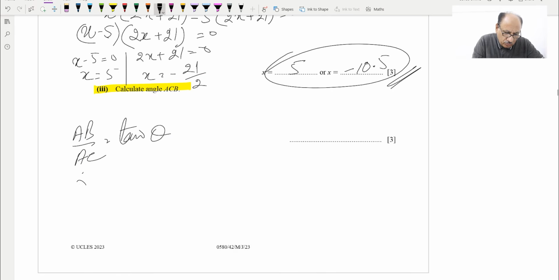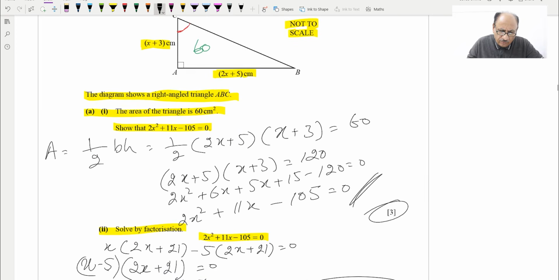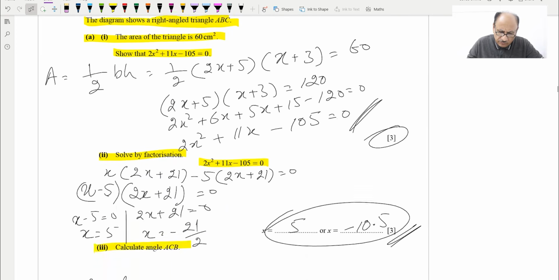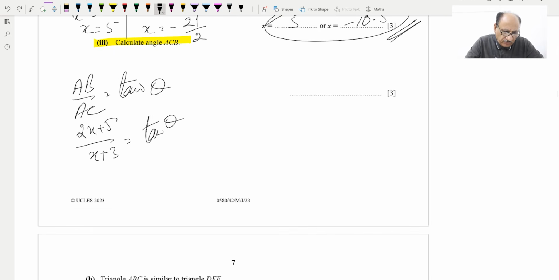We can write 2x plus 5 over x plus 3 is equal to tan theta, and we know the x value. We have taken this 5. This one is the x value. The other value we will not be taking because that is negative, so we'll take 5. So 2 into 5 will be 10, 10 plus 5 will be 15, over 5 plus 3 will be 8, will be equal to tan theta.